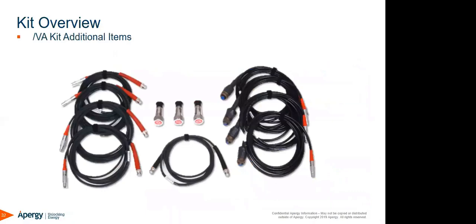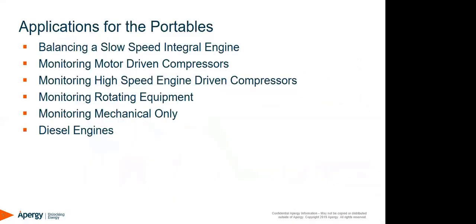Another option with the 6400 is a VA, the vibration option. It provides the ability to collect additional vibration types of data used in FFT or spectrum analysis, such as orbit plots. Furthermore, it allows for easy data collection off of Bentley style panels. So some of the applications for the portables are those slow speed integrals, whenever you're wanting to keep one in balance, monitoring motor driven compressors, high speed engine driven compressors, rotating equipment, mechanical equipment, and then diesel engines.